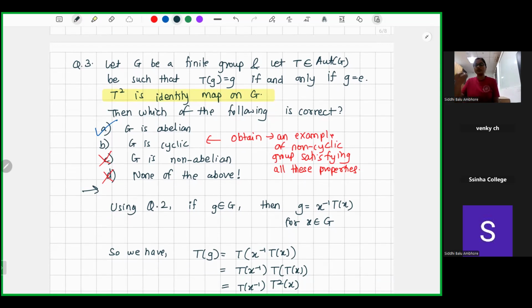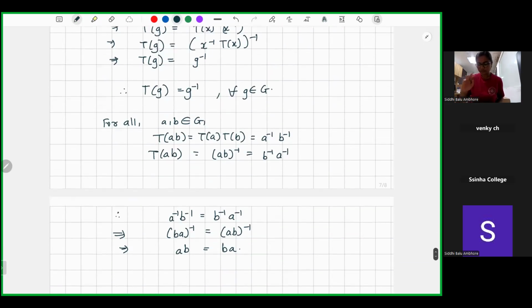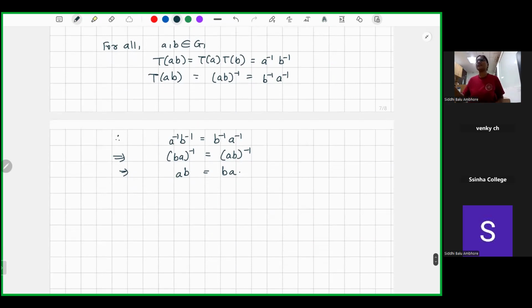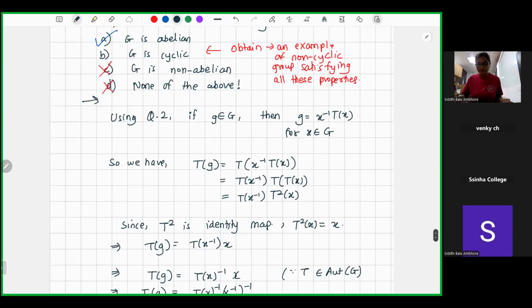Okay, so what we have to do is find a group G such that if T is an automorphism, then T(G) equals G if and only if G is E. These kinds of T's we need in the automorphism group of G. And we want T squared to be the identity map, and we have to check what we can conclude about G. Try to find just an abelian group. Try to find a non-cyclic group, in short.